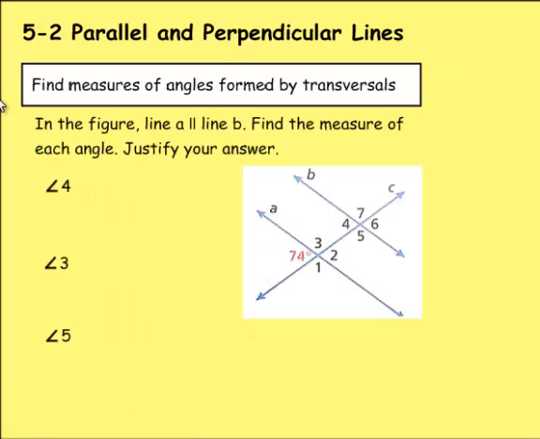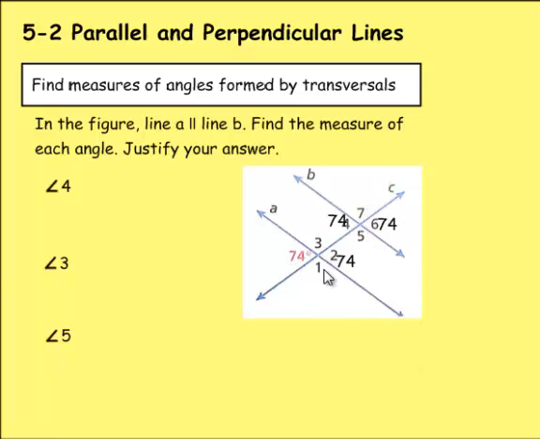So let's put that into practice here. In the figure, line A is parallel to line B. That's what the symbol means. Find the measure of each angle. Justify your answer. So we can do this now, knowing all the relationships. For example, I know that this angle is vertical to this one, which makes it the same, so 74. I also know that there's corresponding angles, so the left one over here would match up with the left one over here. I also know that alternate exterior, if you go to these two, would be the same, so that'd be 74.